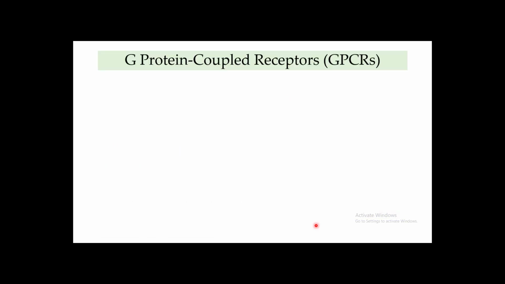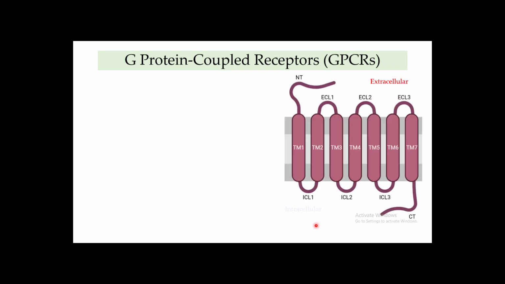Now, in this particular video, I want to focus on the multipass transmembrane proteins. One of the best examples to describe the multipass transmembrane proteins is the G protein coupled receptor. If you talk about the extracellular part and the intracellular part of the cell, this is the extracellular matrix, and this is the interior of the cell. These G protein coupled receptors start their structure from the extracellular part. This NT is the N-terminal domain of this particular transmembrane protein.